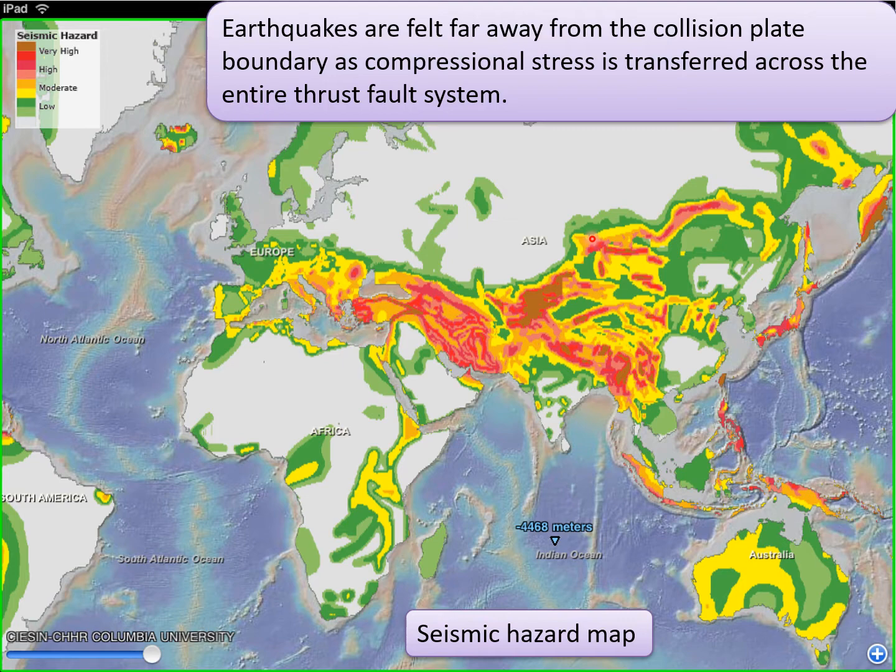So earthquakes are felt far away from the collision plate boundary, as that compressional stress is actually transferred to the entire system of thrust faults. There must be thousands of faults, and each time there's a movement, it increases the force and the stress on other parts of the whole system.